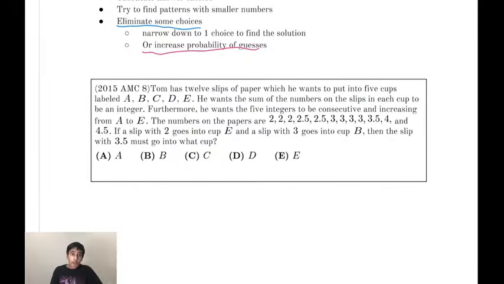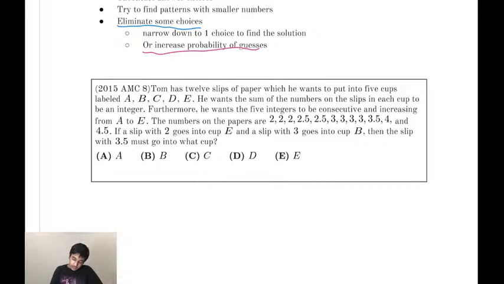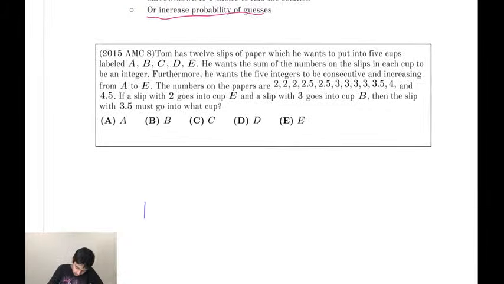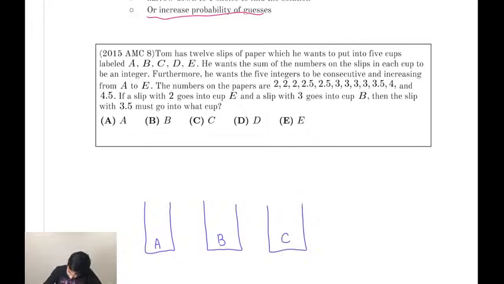Okay, so Tom has 12 slips of paper which he wants to put into 5 cups, A, B, C, D, and E. So we have 5 cups: A, B, C, D, and E.